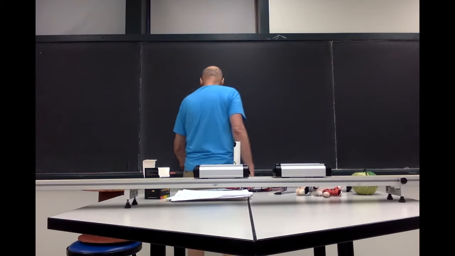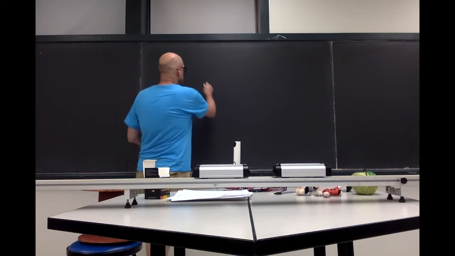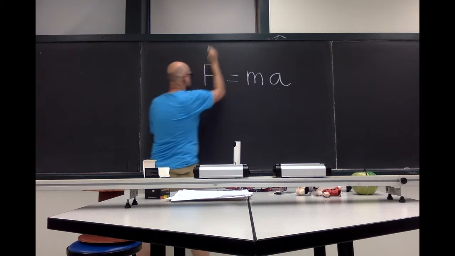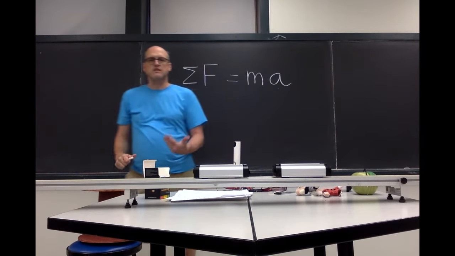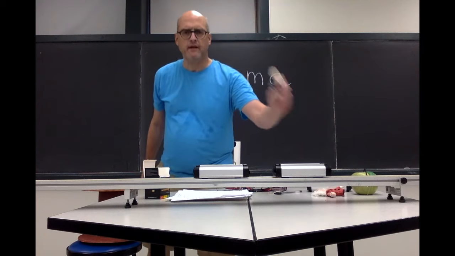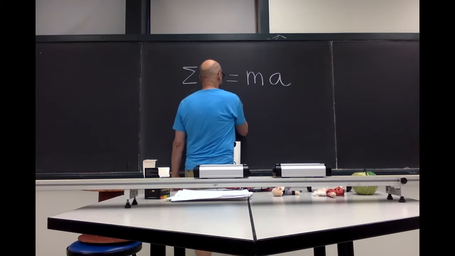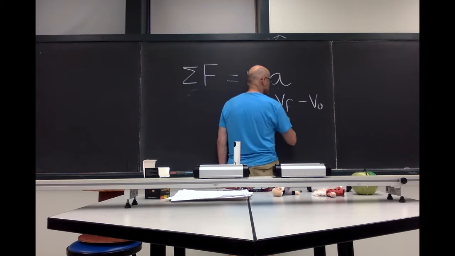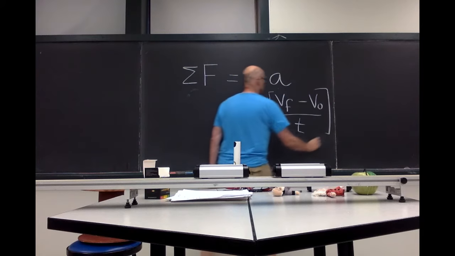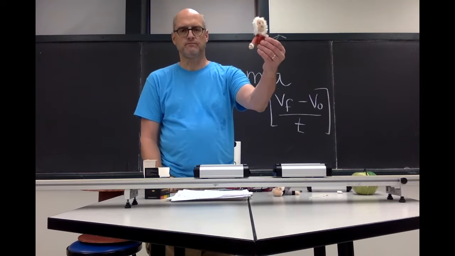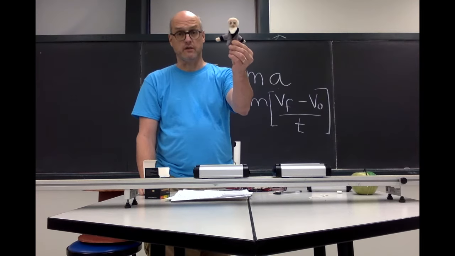Okay, the next unit is impulse and momentum. Recall Newton's second law: net force is equal to mass times acceleration. Recall the definition of acceleration that Galileo gave us: final velocity minus the original velocity divided by the time. So we're combining Newton's second law with Galileo's definition of acceleration.